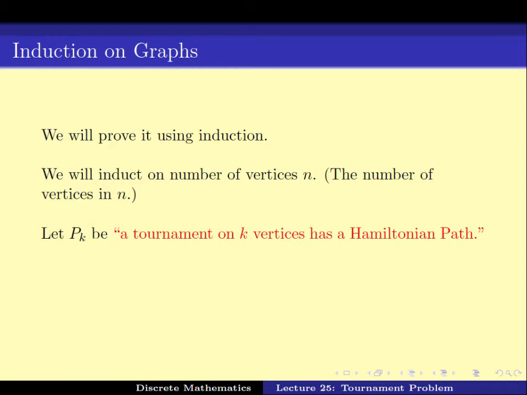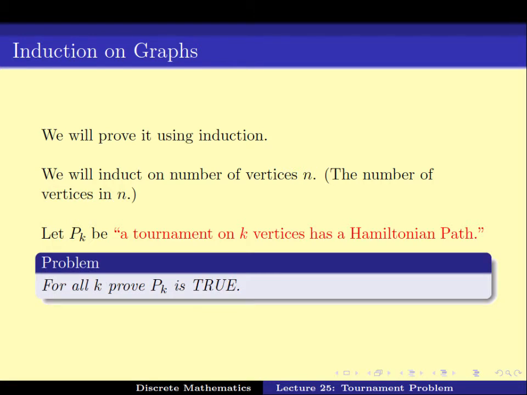So here, we have to split up into small parts as we do in any induction case. And here, let Pk be the statement that a tournament on k vertices has a Hamiltonian path. And we have to prove that for all k, Pk is true.